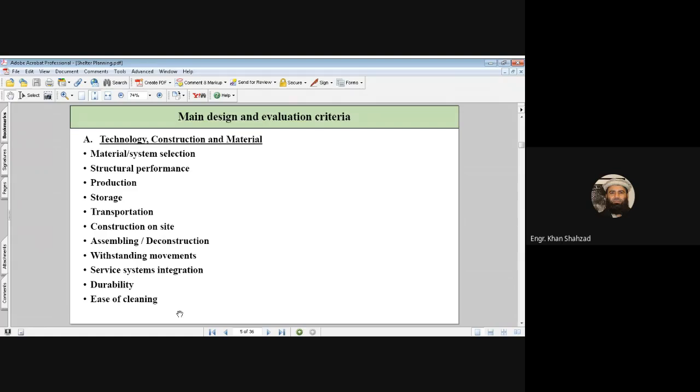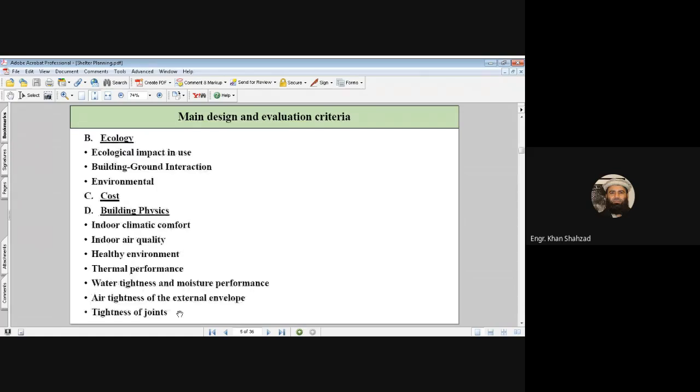There are some case studies in ecology. Okay, anyone in the class who can comment on the ecology or ecological impact in use, the building ground interaction and environmental aspects? Yes, beta. May I add something, sir?